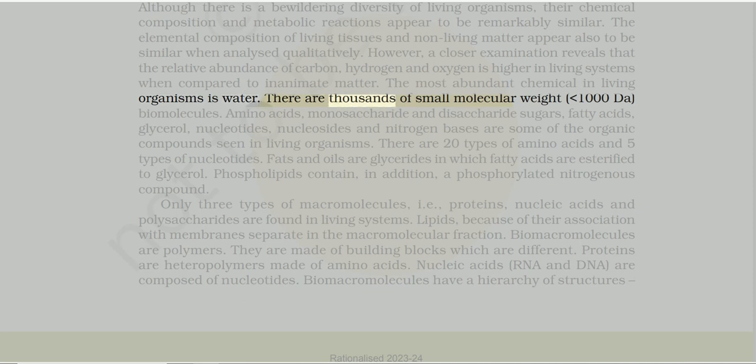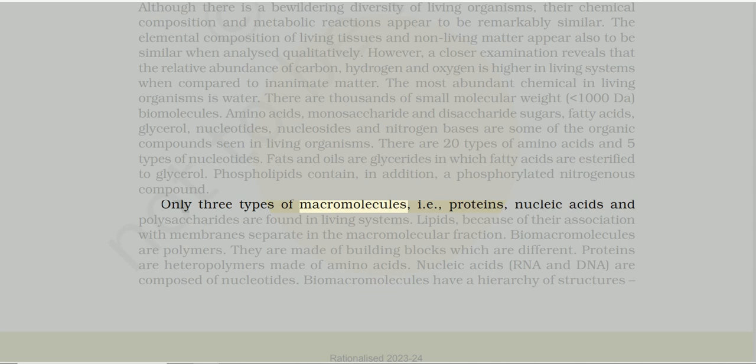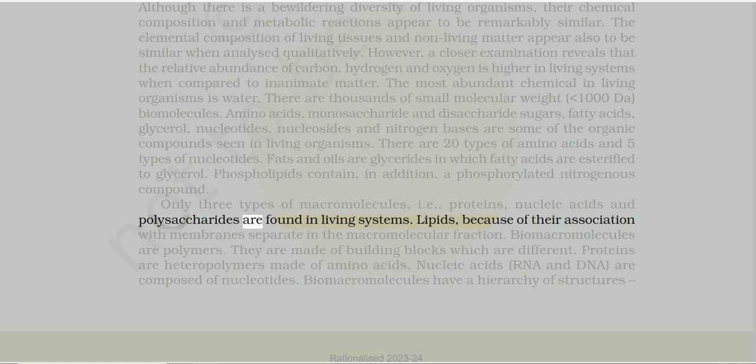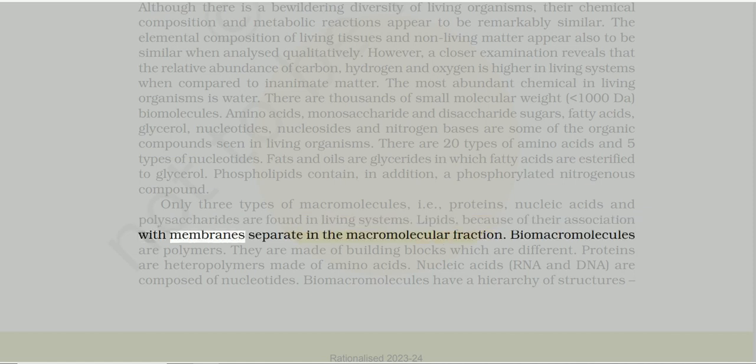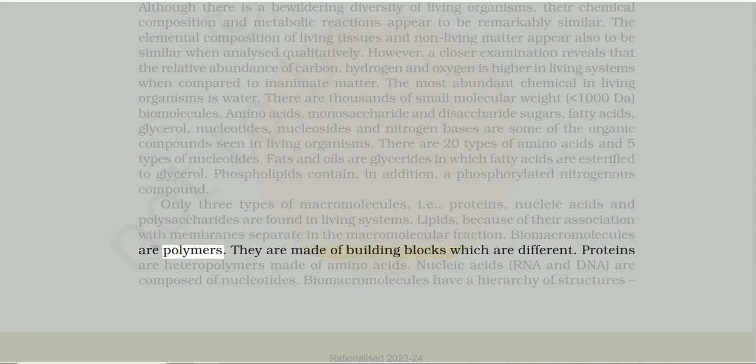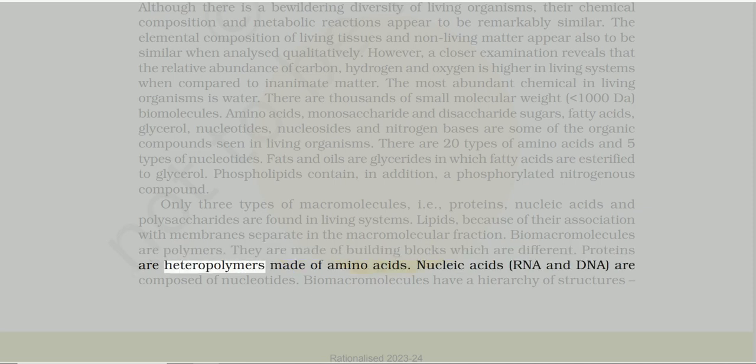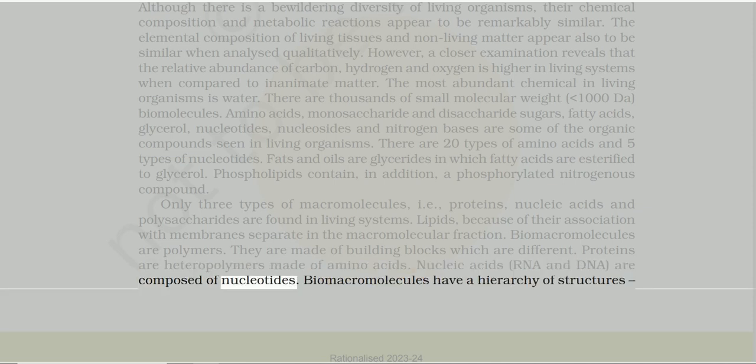There are thousands of small molecular weight biomolecules. Only three types of macromolecules, i.e., proteins, nucleic acids and polysaccharides are found in living systems. Lipids, because of their association with membranes, separate in the macromolecular fraction. Biomacromolecules are polymers. They are made of building blocks which are different. Proteins are heteropolymers made of amino acids. Nucleic acids, RNA and DNA, are composed of nucleotides.